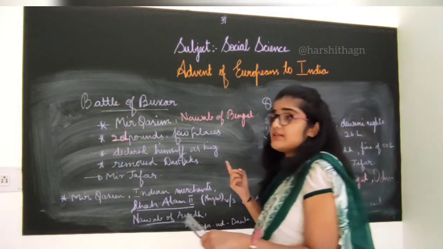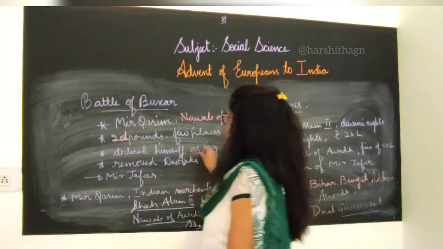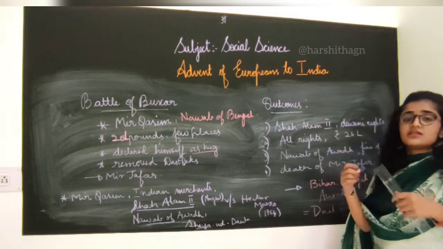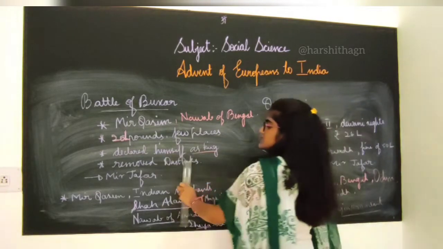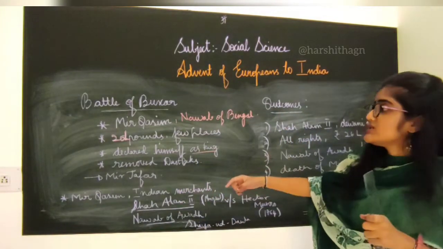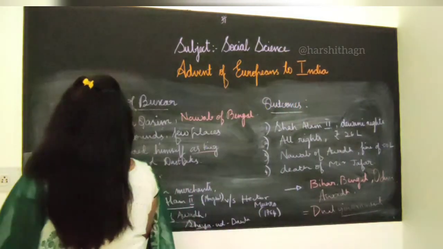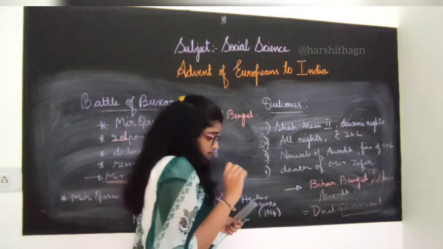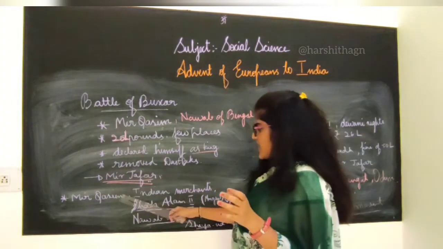So he declared himself an independent king. And he also removed the dastaks. Dastaks were very problematic to Indian merchants, so he removed the dastak. Upon doing all these activities, the Britishers dethroned Mir Qasim and brought Mir Jafar back as the Nawab of Bengal. When Mir Jafar was again made Nawab of Bengal, Mir Qasim was angry.